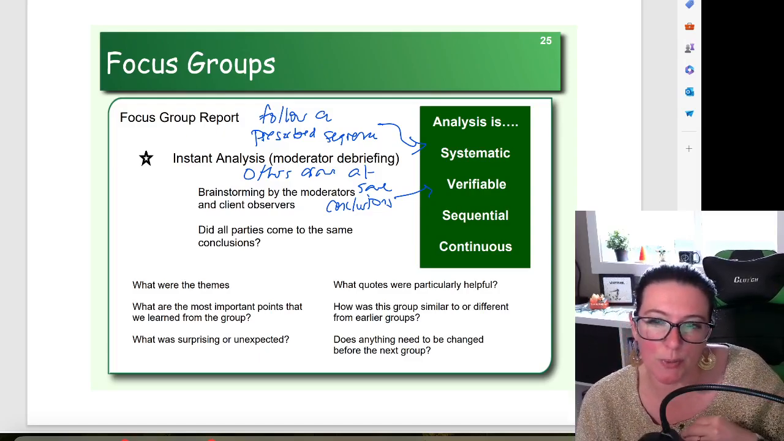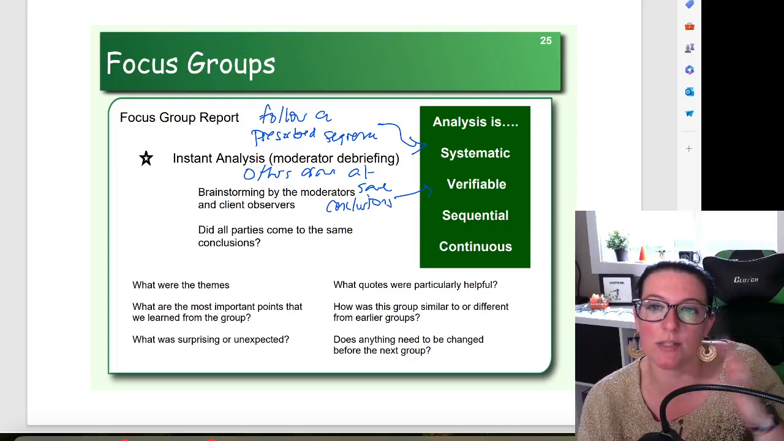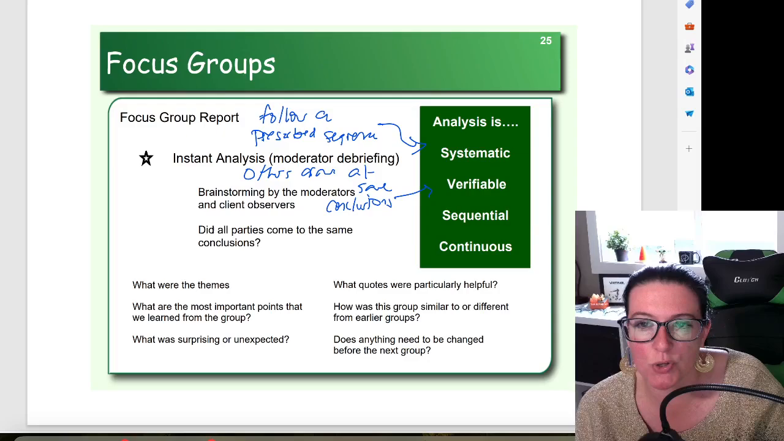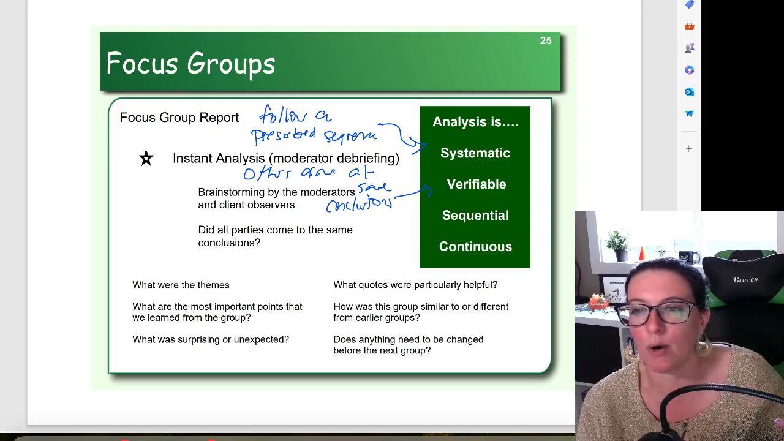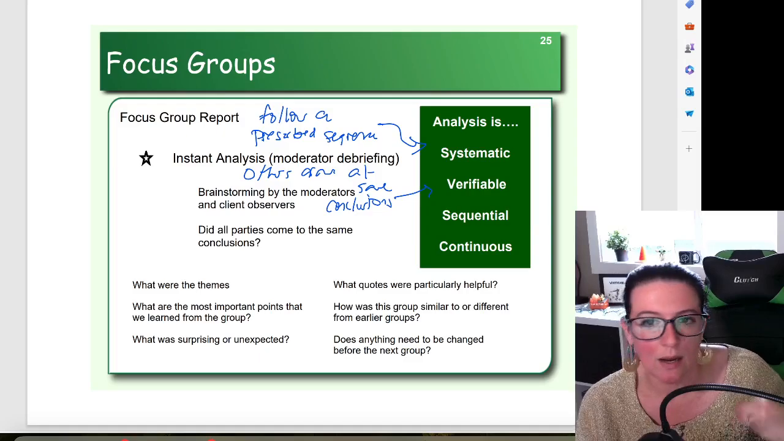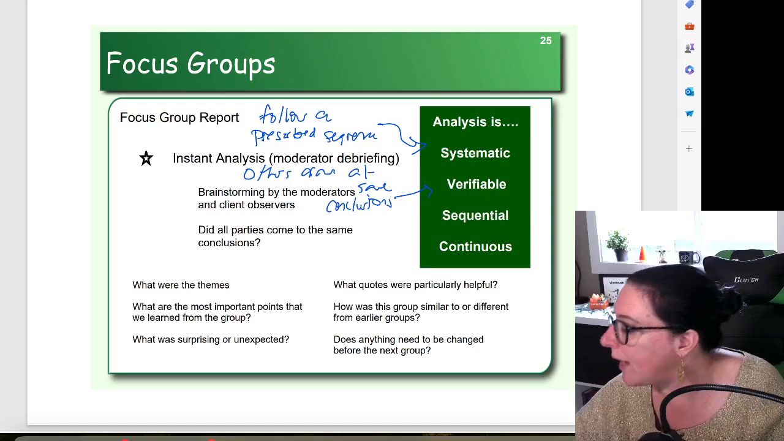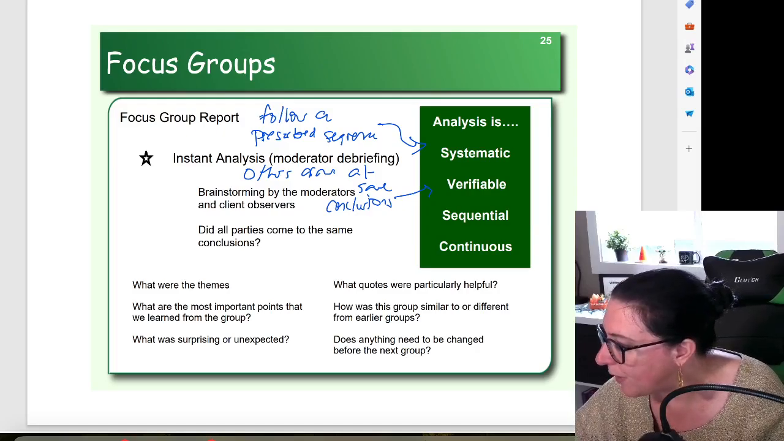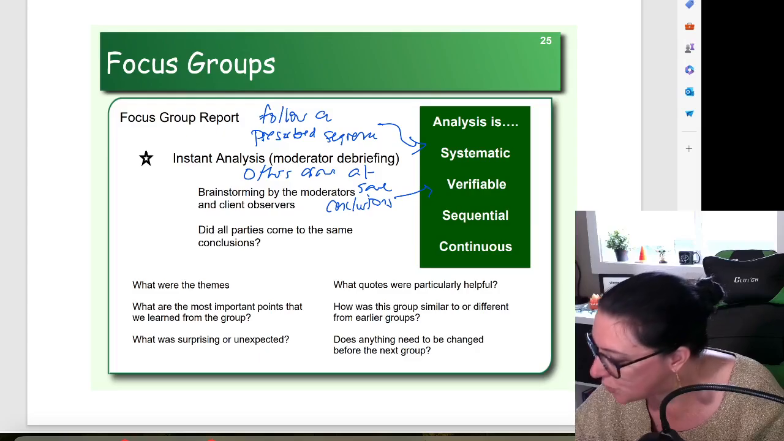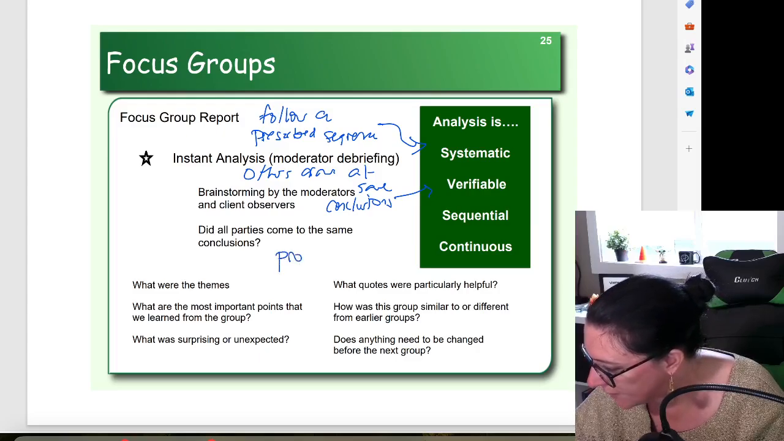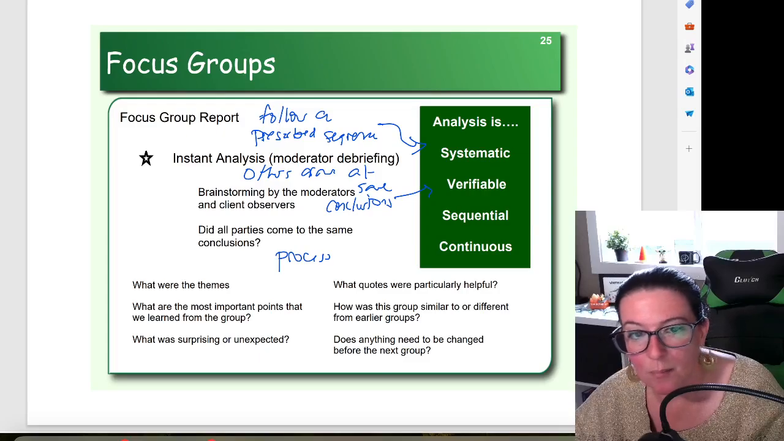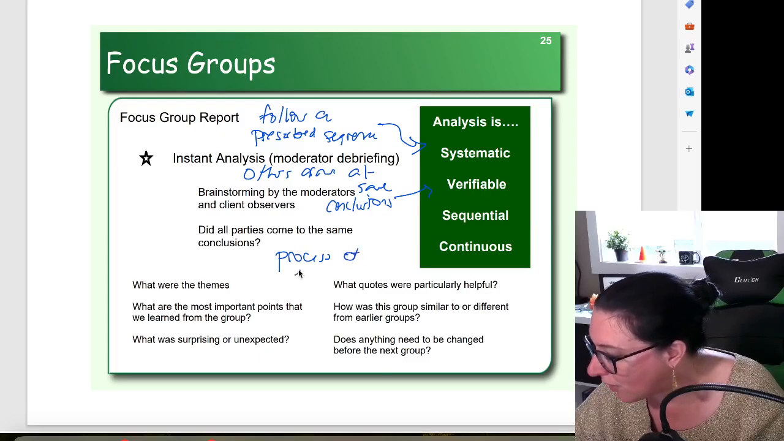And then later when we're doing an analysis of the transcript, we want to take an approach so that others doing the same steps would come to the same conclusions. That is, these are the top priorities, these are the key themes, this is what the group was saying. When it comes to our focus group, we do have a sequential process. So there is a process of enlightenment where we gain knowledge.